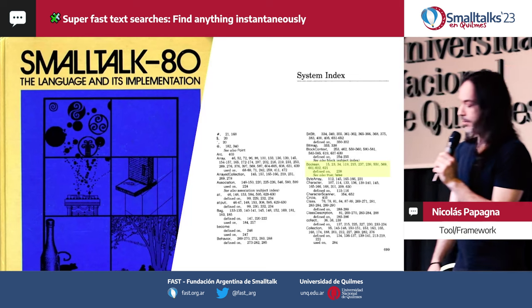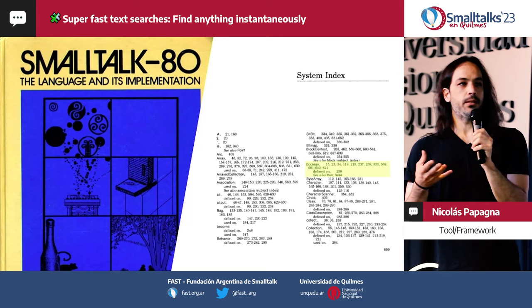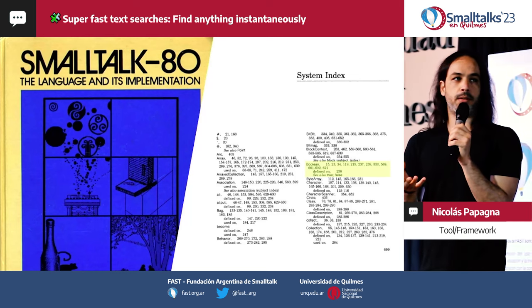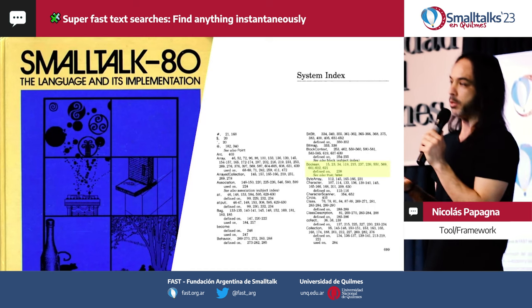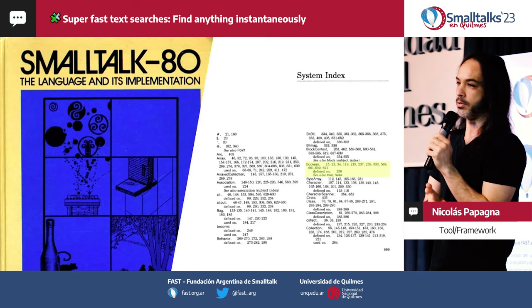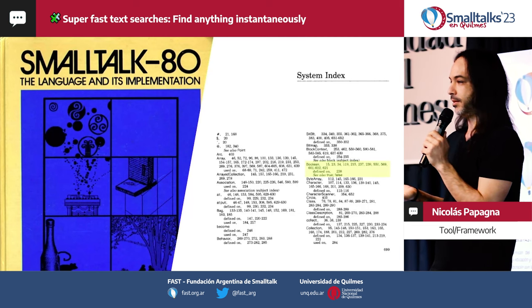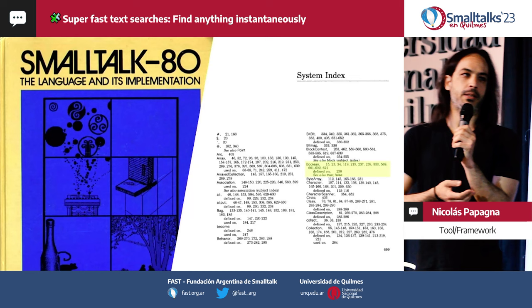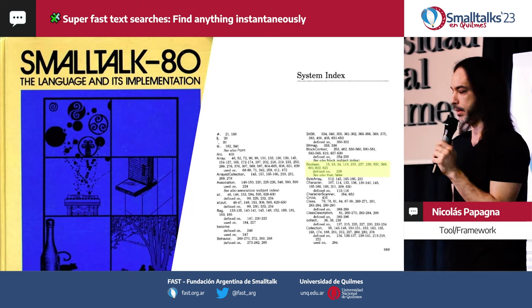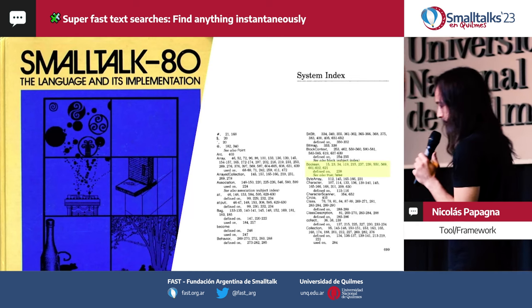But we have a little problem here, because if we build indices based on words, it will only work if we search for whole words, right? If we want to search for part of the words, then it's not the right type of index to use. I mean, it will probably be slow. So we have to do better.